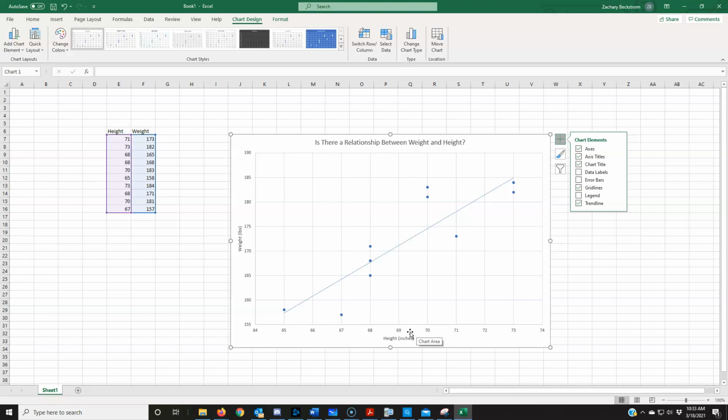So anyways, I hope this helps, and I hope that you can use this maybe in a future project when you're talking about relationships between two different things.